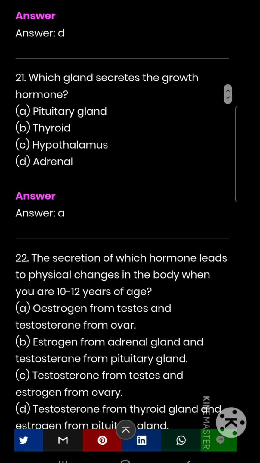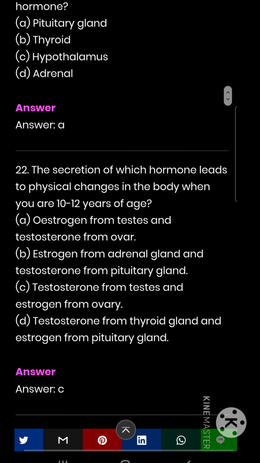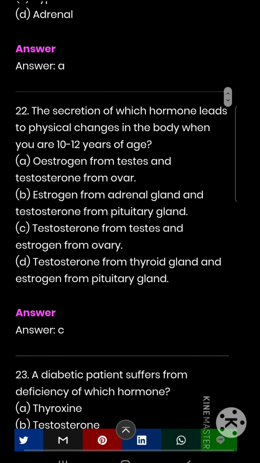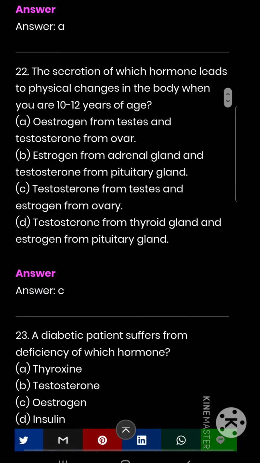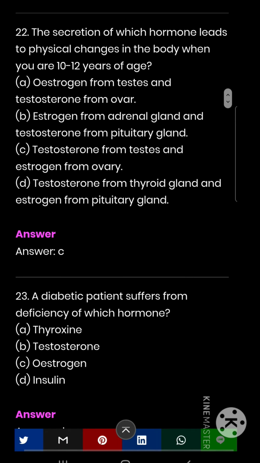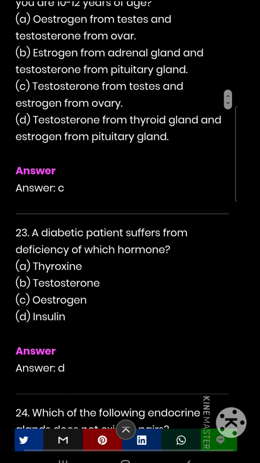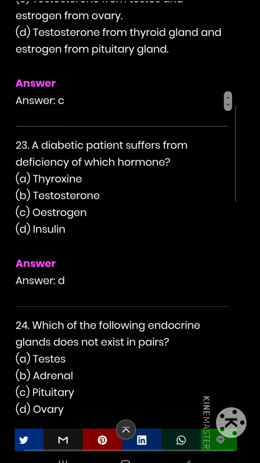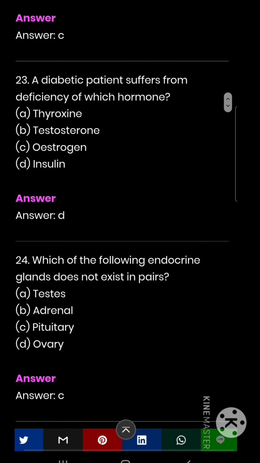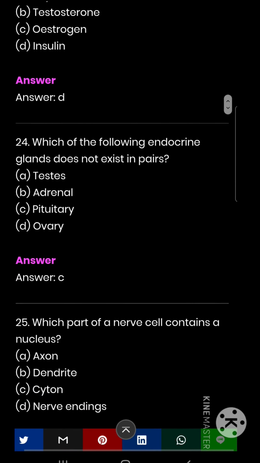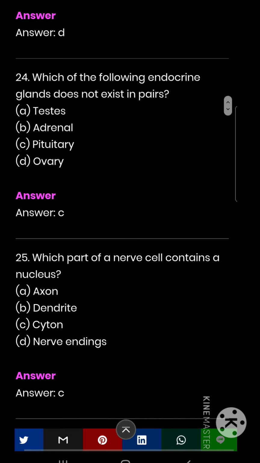Which gland secretes the growth hormone? It is pituitary gland. The secretion of which hormone leads to physical changes in the body when you are about 10 to 12 years of age? It is testosterone from testis and estrogen from ovary. A diabetic patient suffers from deficiency of which hormone? It is insulin.